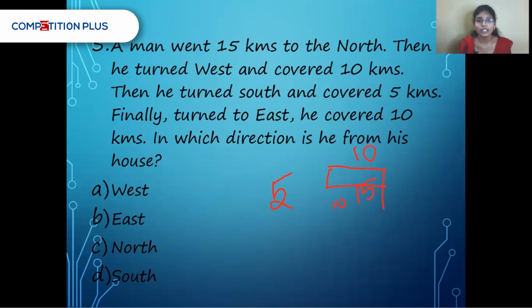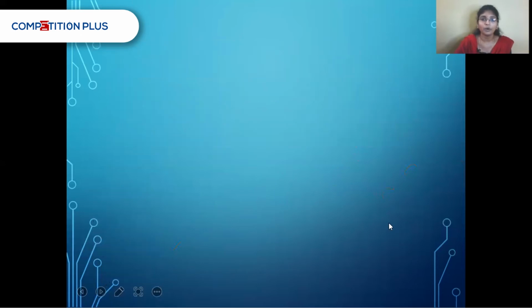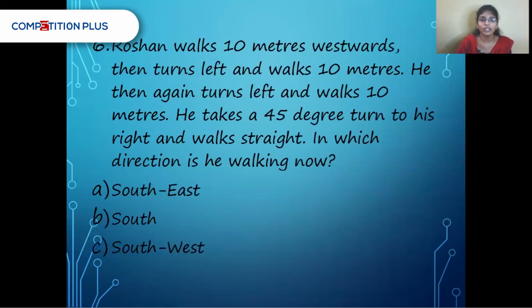Now, in which direction is he from his house? That is your question. Very easy, right? So this is his starting point and this is his ending point. Let us mark this as A and B. From A, what is the direction of his ending point? That is facing the north. So the right answer is north. Simple question. Within 30 seconds, we have solved it. Only if you're clear with the basics and if you draw the diagram properly, it is a very, very simple one to you.